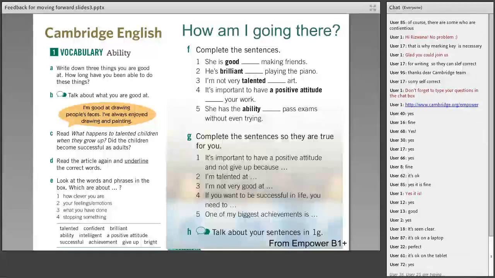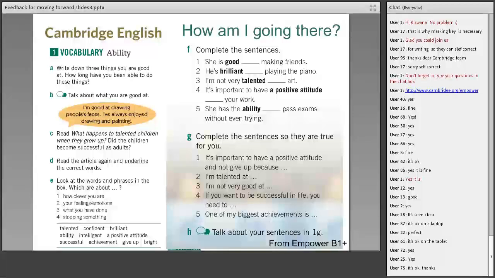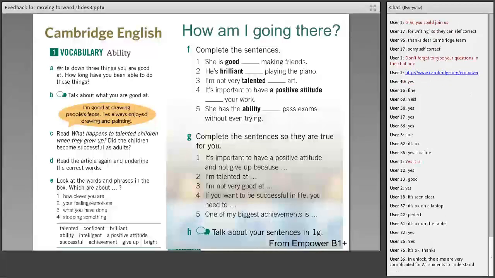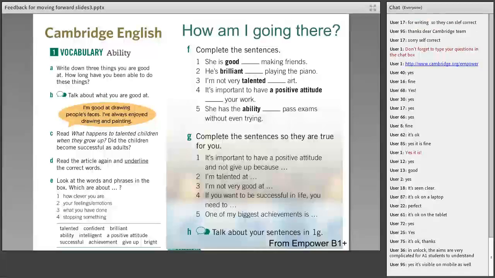And I want you to notice here how learners work towards those aims. This is about the vocabulary of ability, step by step. So first, A and B is personalized. They try to use the language they've already got, talking about what they're good at. Then they have some reading.